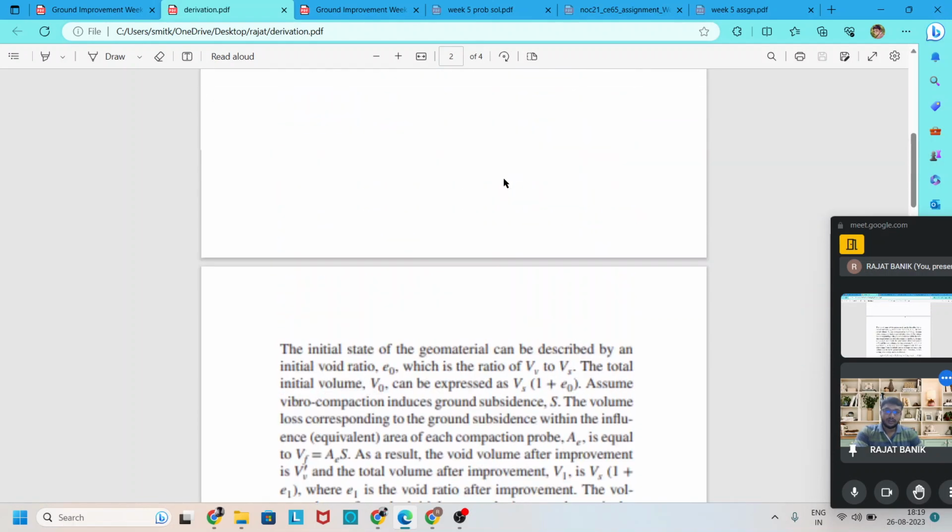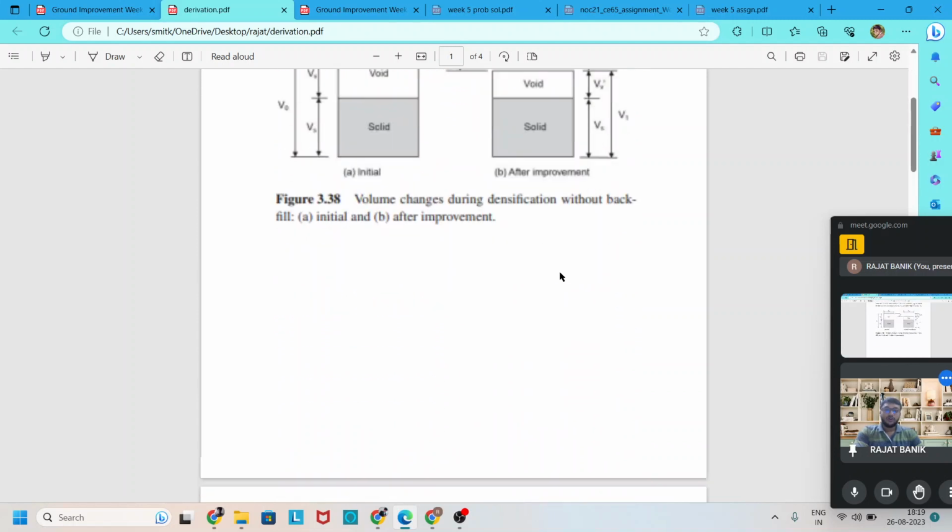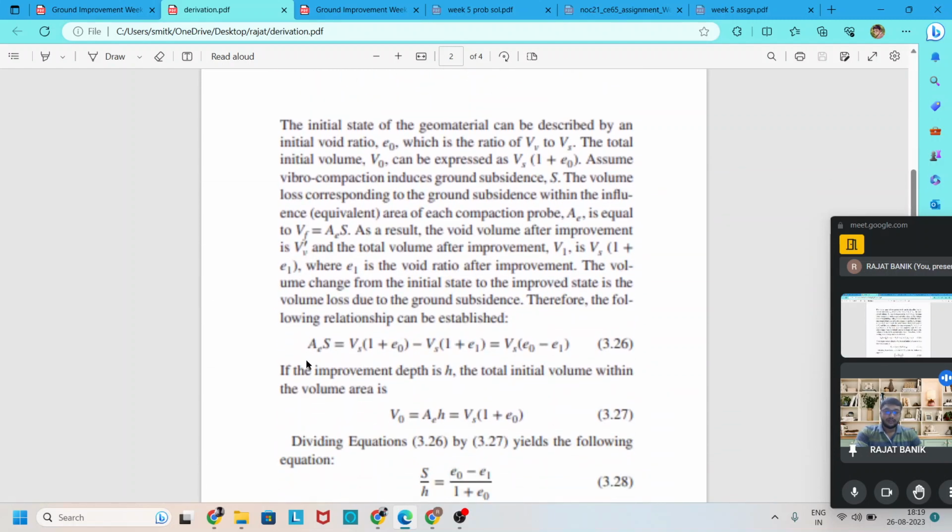Sorry, some distance like s. So we can find out like this apply equation. We know that initially the total volume of the ground V is equal to Vs into 1 plus e naught. Initially we find out that. After the ground subsidence, the volume V1 is equal to Vs into 1 plus e1. The void ratio is changed and the total volume of the soil is also changed.